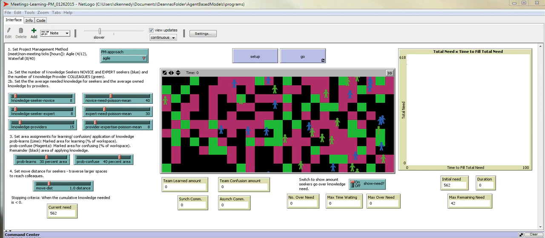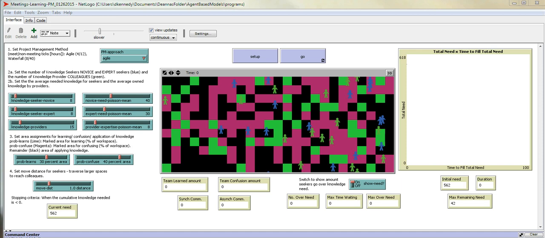Here we have our agent-based model to compare agile project management to waterfall project management. We have created a world in which team members meet during meeting phases, and then work alone during non-meeting phases. In blue we have knowledge seekers, and they can be novices or experts, so you can determine how much knowledge need each type will need on average.